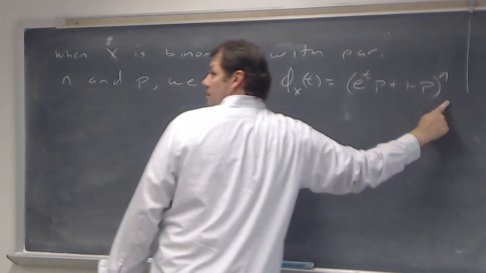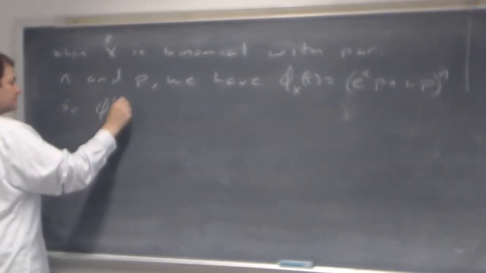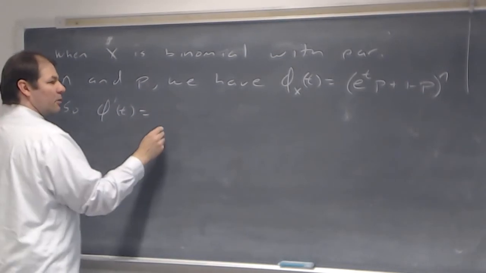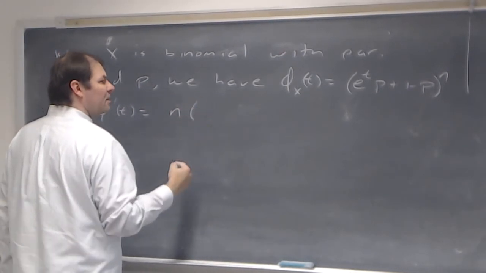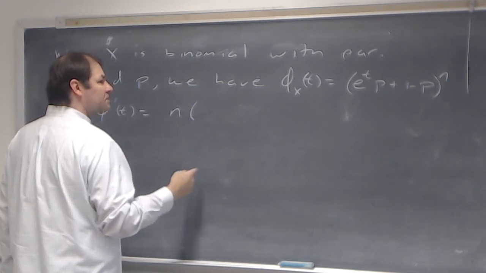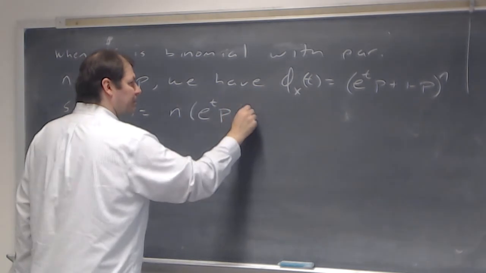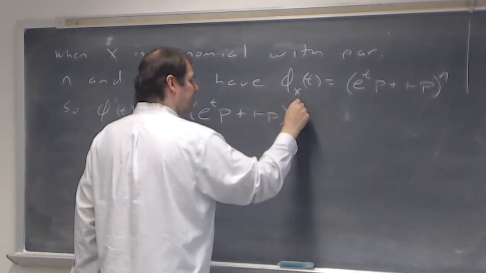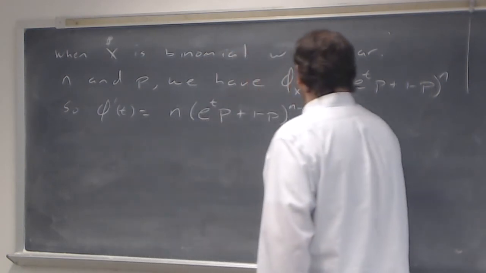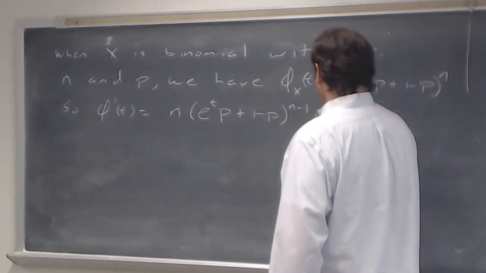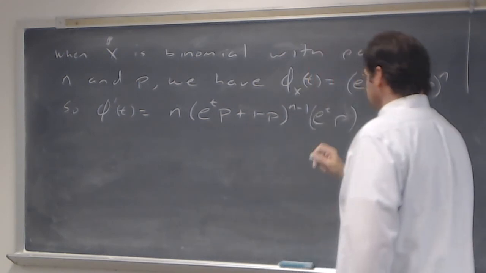Okay. So if we take the first derivative with respect to t, what we're going to get is n times, using the chain rule, really the power rule extension of the chain rule, (e^t p + 1 - p)^(n-1). Then you have to take the derivative of what was being raised to the power with respect to t, so that's going to be times e^t p. And here this is going to be 0.